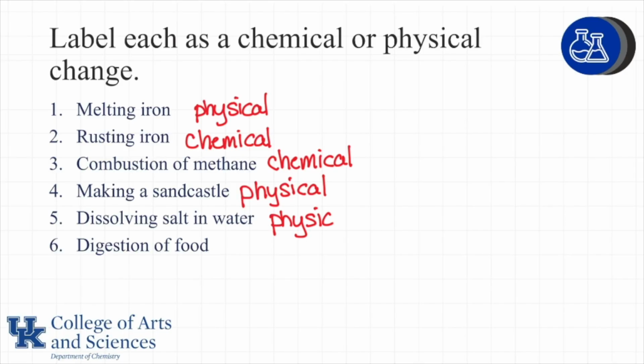Dissolving salt in water is a physical change. So we're not actually changing the composition of the water or the salt. In fact, we can boil off the water and recover the salt from that mixture. Digestion of food is actually a chemical change because our foods are processed by our body, starting with the enzymes in our saliva as it works through our digestive tract. And so it's actually undergoing a chemical change so that we can get glucose for energy out of that food.